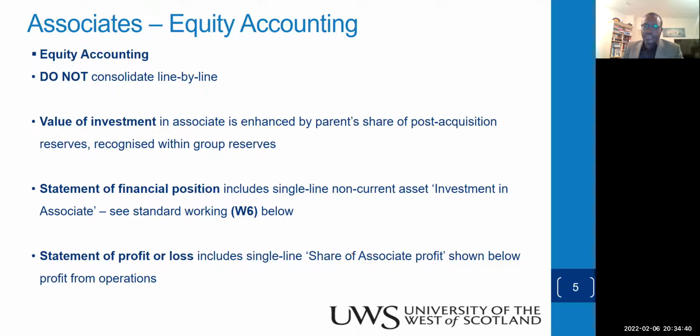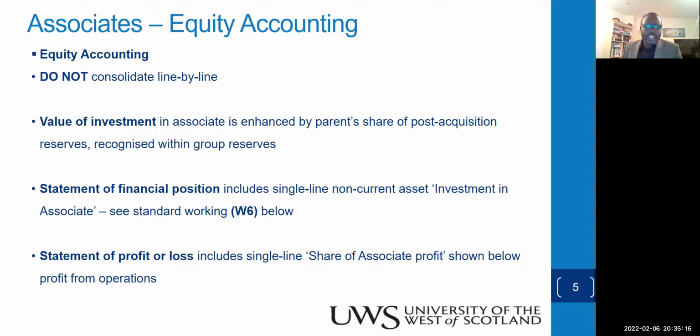you don't control, you don't own more than 50%. So do not consolidate line by line. The value of the investment that you hold in the associate is simply a way for me to recognize my share of any post-acquisition profits that I get from this associate. Same principle applies as with the subsidiary. Any post-acquisition reserves, retained earnings of the associate, I need to get my portion. That's it for the parent.